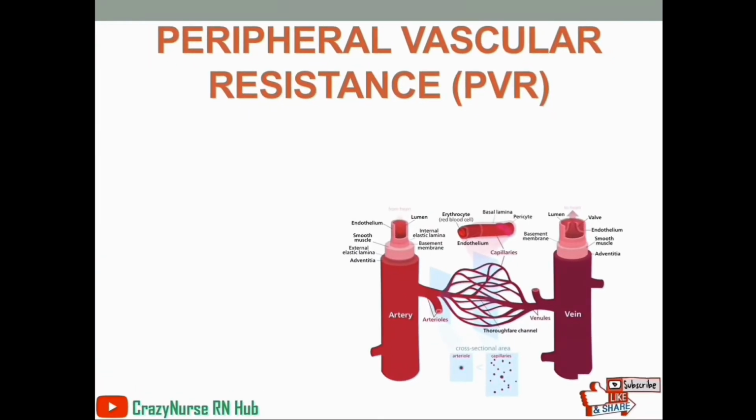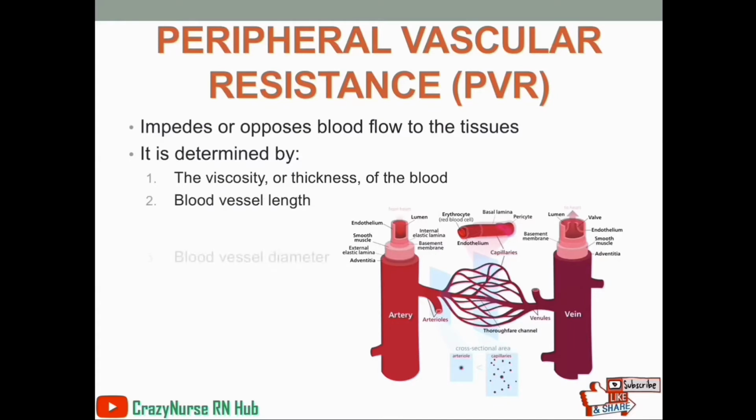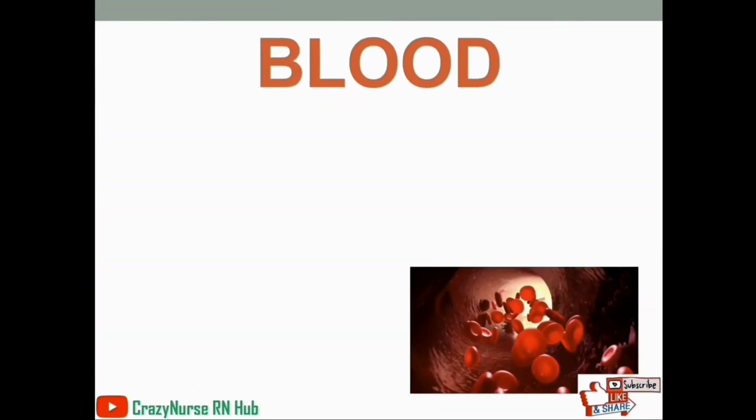Next is peripheral vascular resistance, or the PVR. It impedes or opposes blood flow to the tissues, and it is determined by the viscosity or thickness of the blood, blood vessel length, and blood vessel diameter.